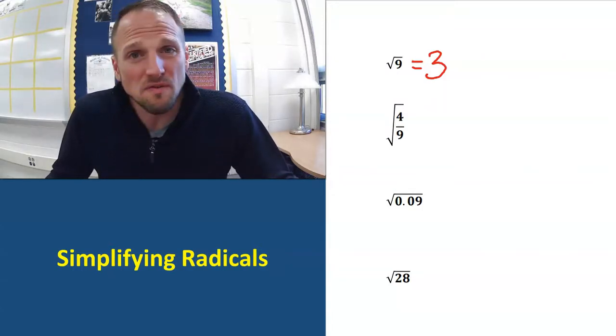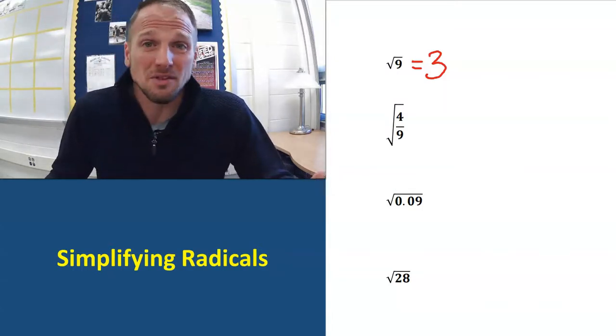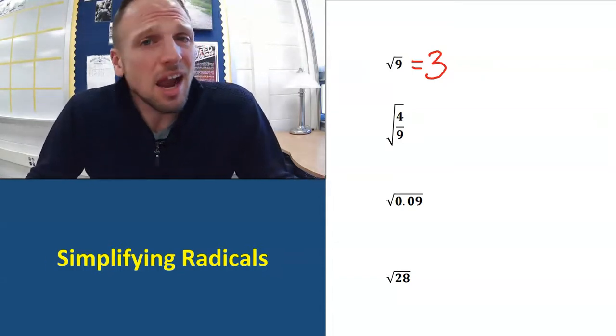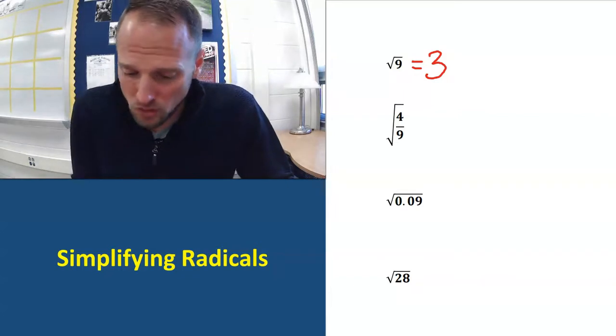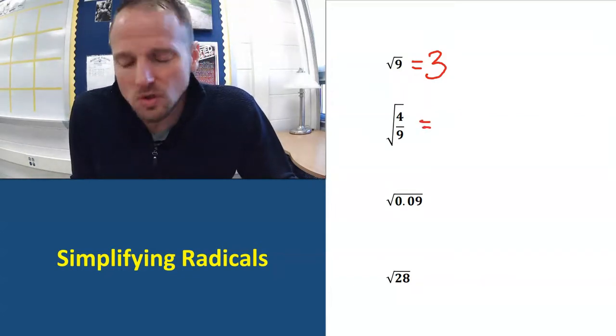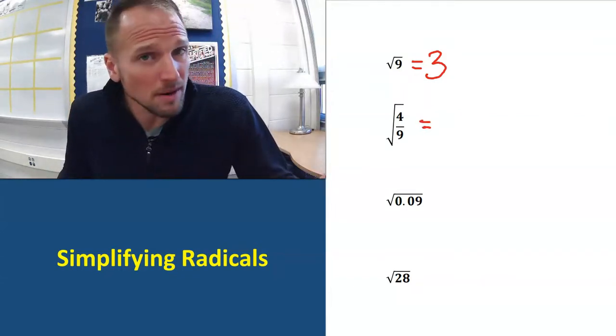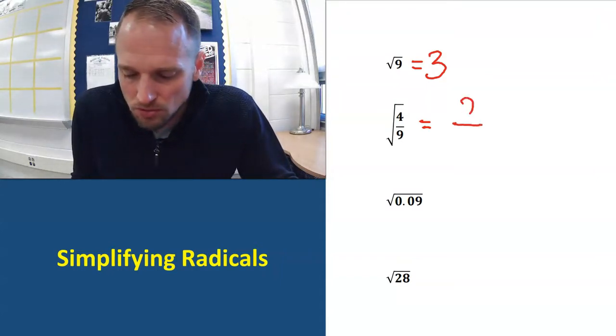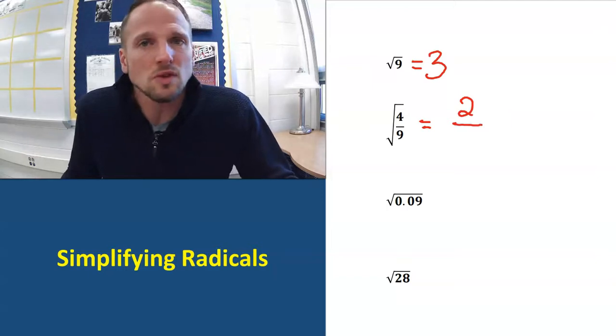What's the square root of 4 divided by 9? And you're thinking, you want me to take a square root of a fraction? Are you crazy? Well, this is kind of a special fraction. I gave you a special one. All we have to do is take the square root of the top and the square root of the bottom. So what's the square root of 4? What times itself is 4? Well, you know that. That's just 2. 2 times 2 is 4.